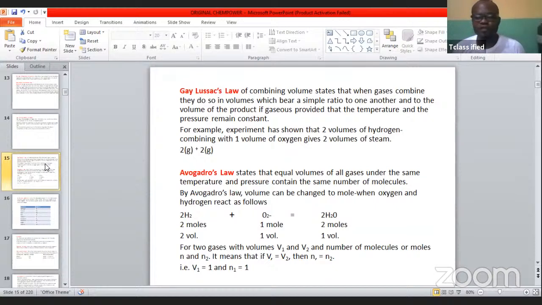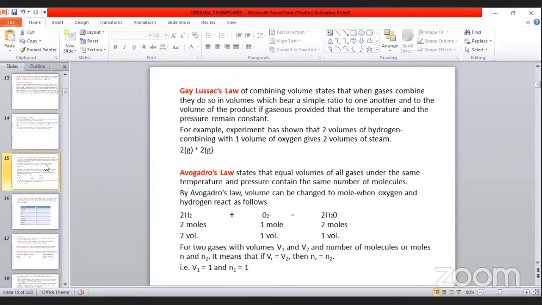The law of conservation of matter states that matter can neither be created nor destroyed in a chemical reaction. The law of constant composition or definite proportion states that every chemical compound contains the same elements combined in the same proportion by mass. The law of multiple proportion states that if A and B combine to form more than one product, the different masses of A that react with a fixed mass of B are in simple ratio. Are we together on that? Yes, sir. I have the three of them in my head.